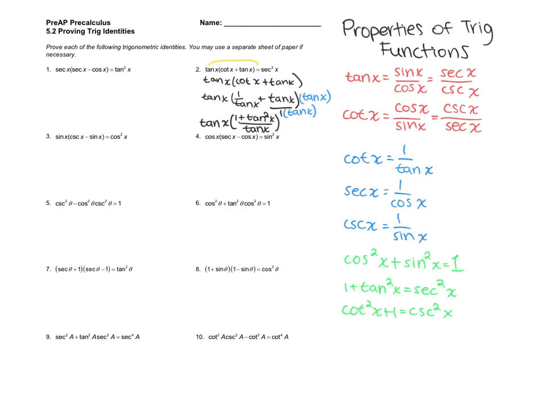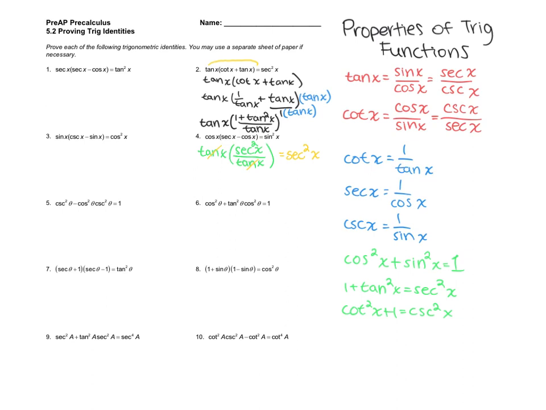So 1 plus tan squared x, as you can see on the bottom here in green, is one of our properties, and that is equal to sec squared x. So let's write that out. We have a new equation, which is tan x times sec squared x over tan x. Now, one lucky part about this equation is that this tan x and this bottom tan x cancel out, and then we are left with sec squared x.